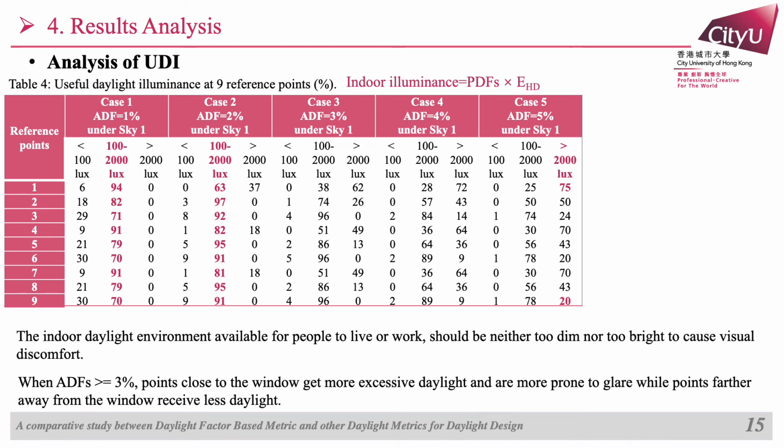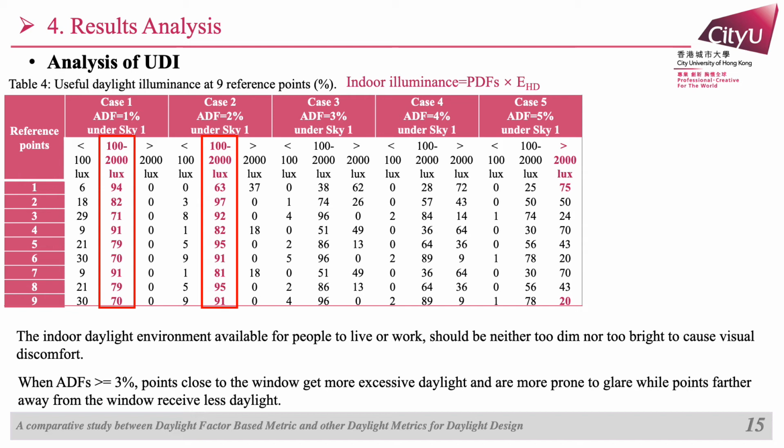This table shows the useful daylight illuminance at 9 reference points when the ADF is less than 2% under sky number 1. The daylight illuminance in the range of 100 to 2000 lux accounts for a high proportion of annual daylight illuminance for 9 points. It means that the indoor daylight environment available for people to live or work should be neither too dim nor too bright to cause visual discomfort.